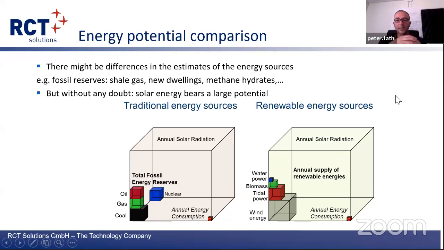On the right cube, you will see the comparison of different renewable energy sources like water power, biomass, and wind energy. The second largest is wind energy, which is also renewable. And we have water power, which has some limitations, of course. Still, you see all the renewable energy sources are far more than what we need per year to supply our energy. Please, next one.